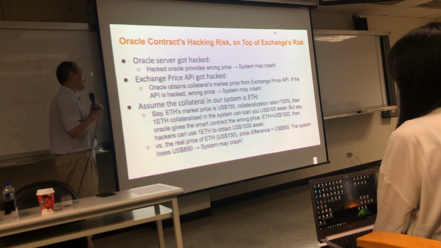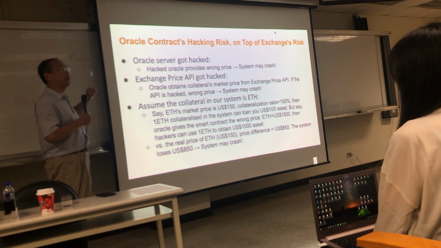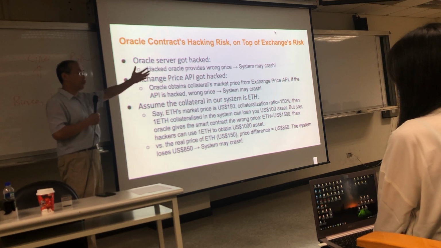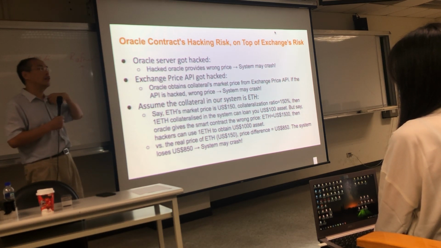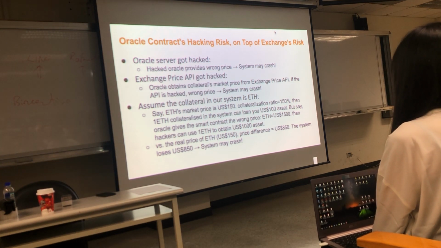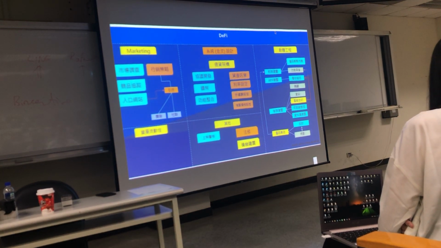Currently, for Compound Finance, the collateralization ratio is 150%. So you collateralize $150, you can get $100 in Dai. It's called a CDP, collateralized debt position. So this is the DeFi system.